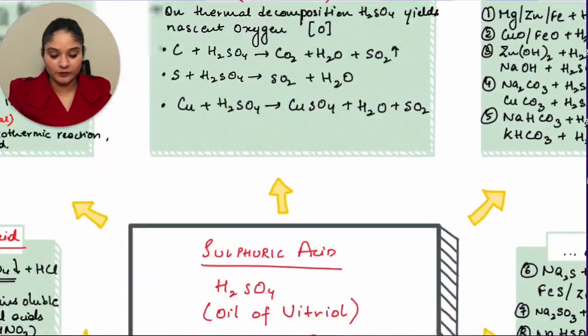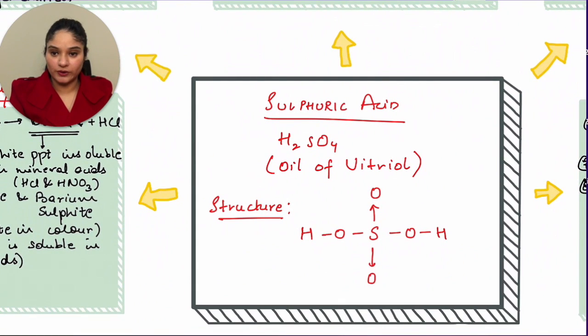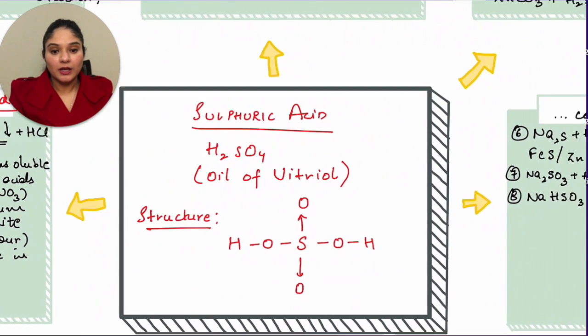So you have sulfuric acid. The formula is H2SO4, also known as oil of vitriol. The structure is S, with 2 lone-paired O's, and then OH groups with single bonds, you can see that. Now let's start with the first property.